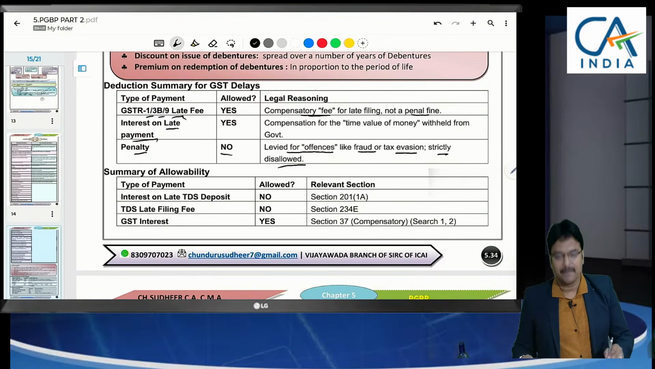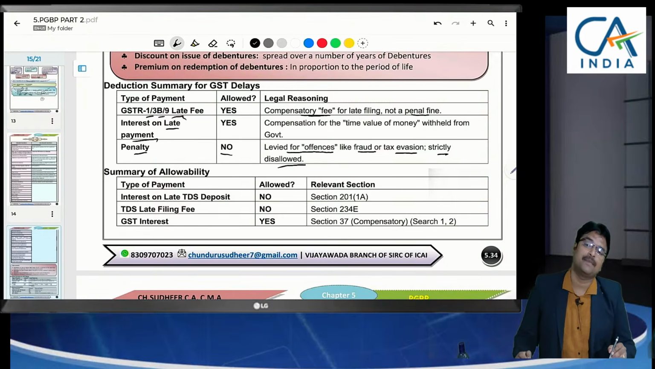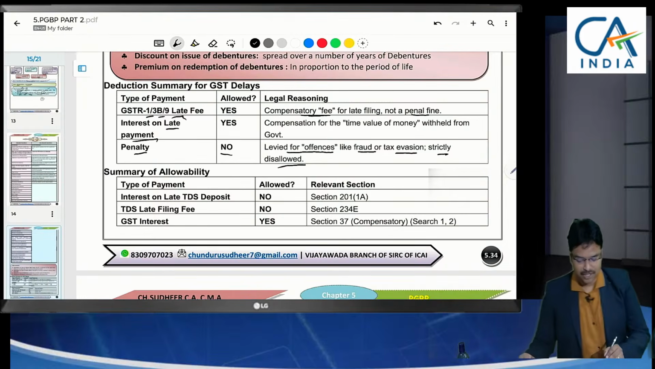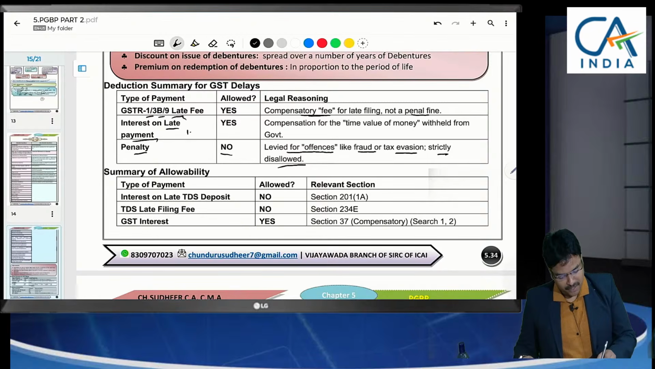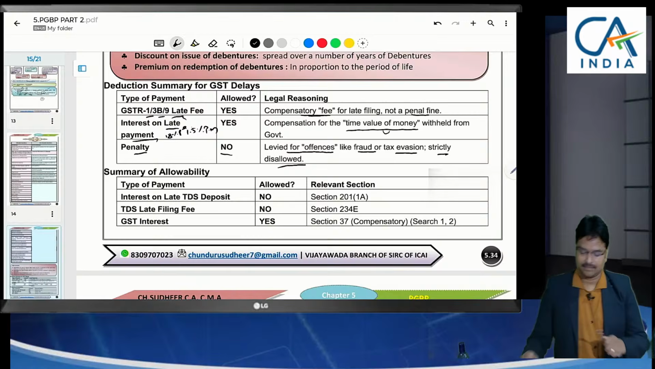Interest on late payment. How much? 1.5% per month, 18% per annum in GST. In this case, interest can be claimed as deduction. Interest is levied for the time value of money for late payment.